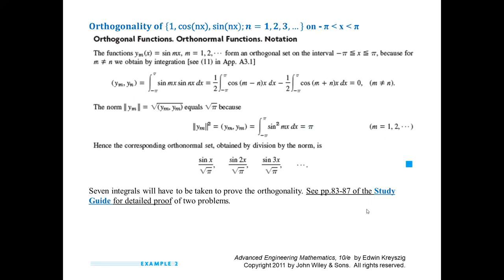In order to prove it, I want to say one thing. In the study guide from page 83 to 87, there are two complete examples I solved by hand. You should refer to the study guide for this kind of exercise. You should familiarize yourself with this kind of exercise. Very important. And here I'm going to demonstrate only one example.